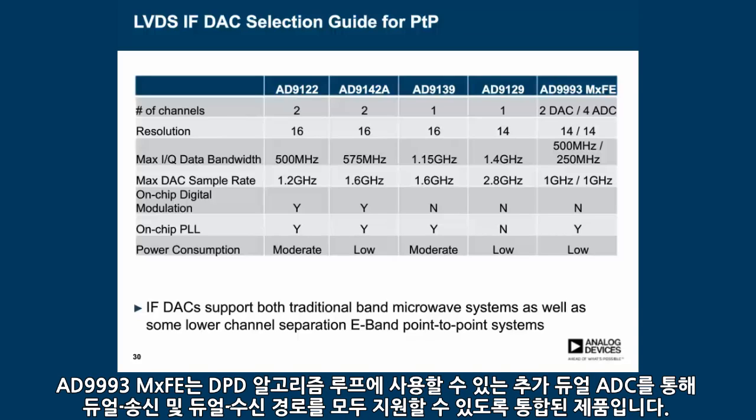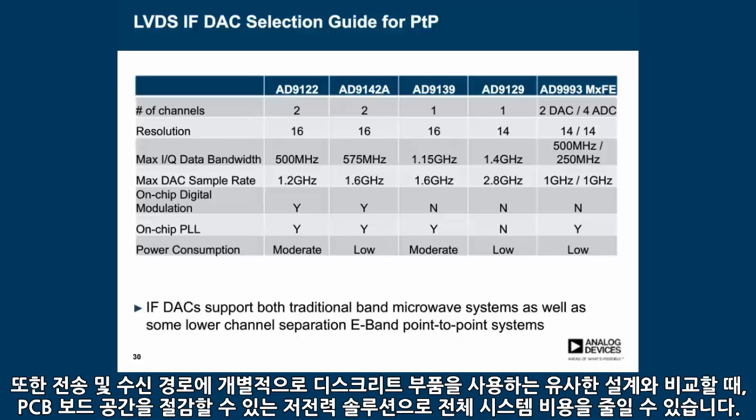The AD9993 MXFE is a well-integrated product providing support for both a dual transmit and dual receive path with an additional dual ADC that can be used for DPD algorithm loops. It's a low-power solution which also provides PCB board space savings when compared to similar designs using discrete components for transmit and receive paths individually, allowing for a reduction in the overall total cost of the system.